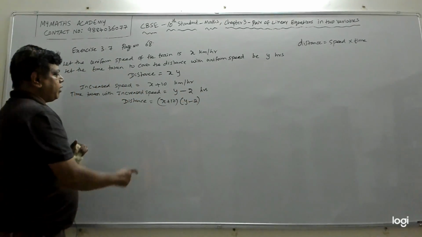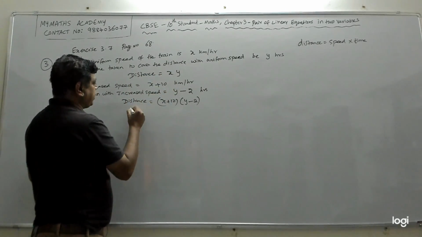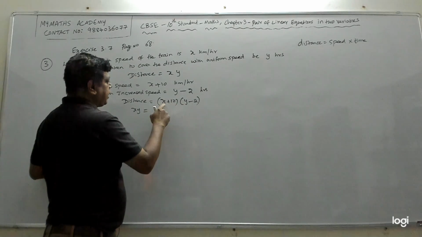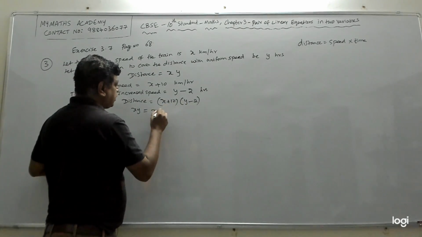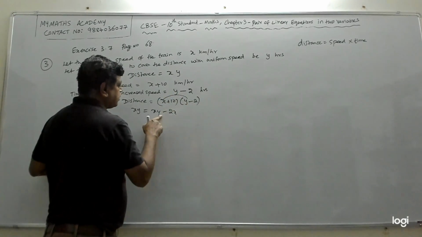Right? Now what is distance? Distance is xy, so the distance is the same everywhere. So xy equals, now let's multiply. X into y is xy, X into minus 2 is minus 2x.